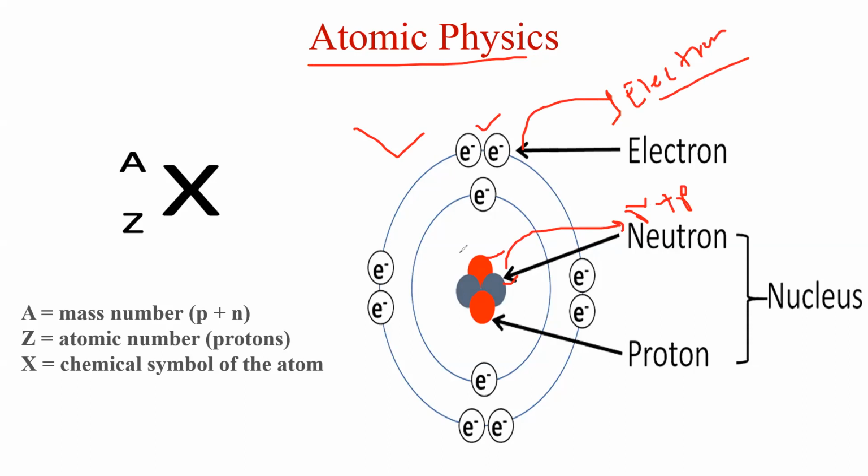In the case of the nucleus, proton plus neutron, that is the next concept: what is mass number and what is atomic number. Mass number is always represented by A, and atomic number is always represented by Z. So what is meant by atomic number and what is meant by mass number? First of all, the atomic number is nothing but the number of protons.